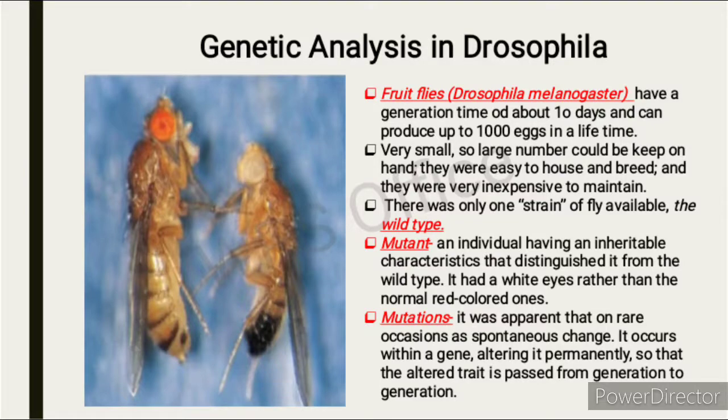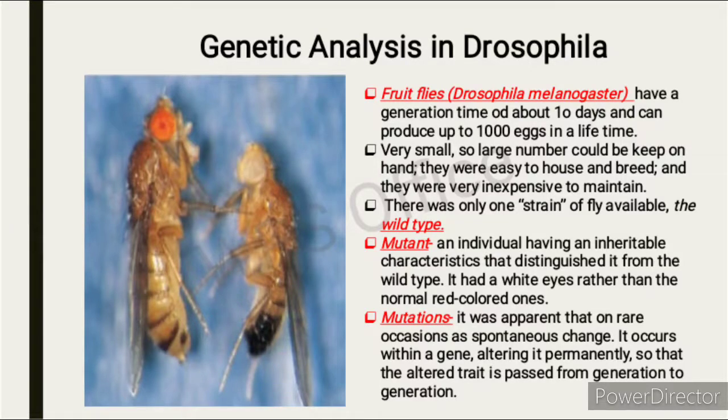In beginning work with the insect, there was only one strain of fly available, the wild type. Whereas Mendel had simply purchased various strains of pea seeds, Morgan had to generate his own varieties of fruit flies. Morgan expected that variants from the wild type would appear if he bred sufficient numbers of flies. Within a year, after observing thousands of flies, he found his first mutant, that is, an individual having a heritable characteristic that distinguished it from the wild type. The mutant had white eyes rather than the normal red ones.